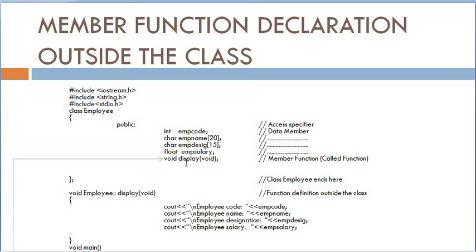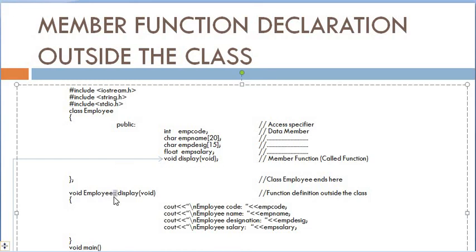It is showing some abstraction in the sense that this member function is hiding its implementation details. It is not showing its implementation details inside this class called employee. The implementation details of this member function are shown outside of this class with the help of this scope resolution operator. See this double colon. This double colon indicates the scope resolution operator.